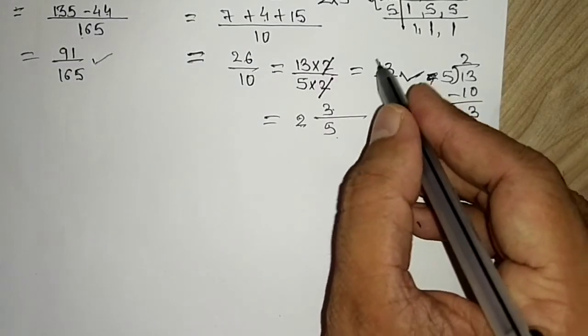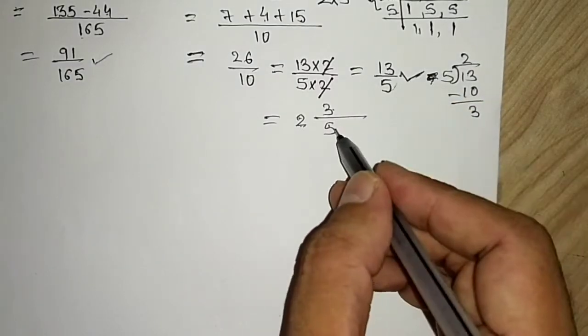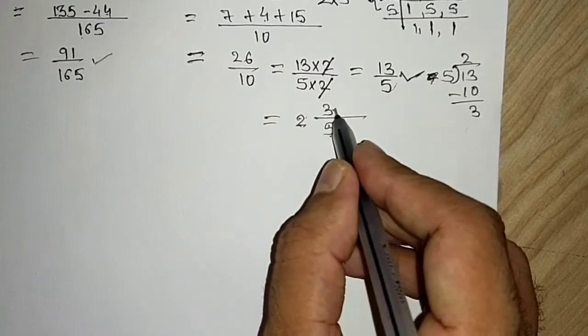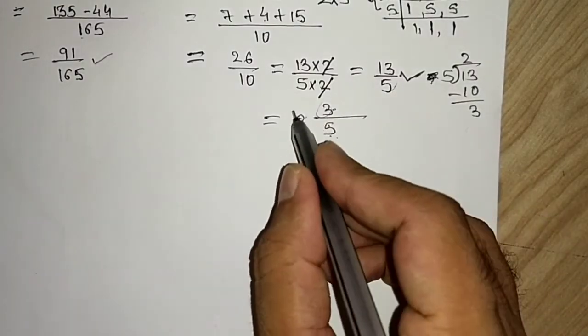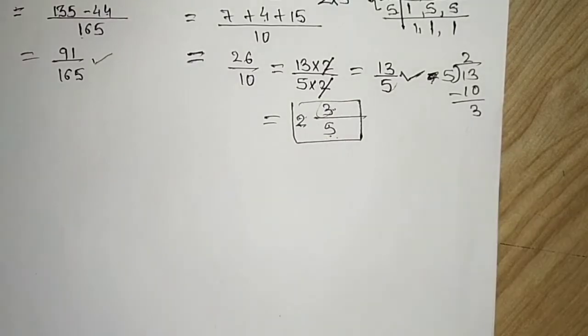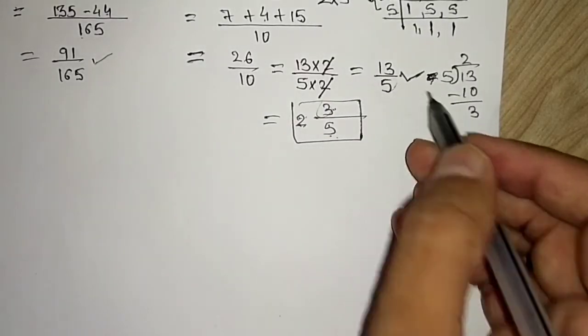Let us see if it gives us 13 divided by 5. 5 2s are 10. 10 plus 3 is 13. 13 divided by 5. So you can convert it into a mixed fraction if it is an improper fraction.